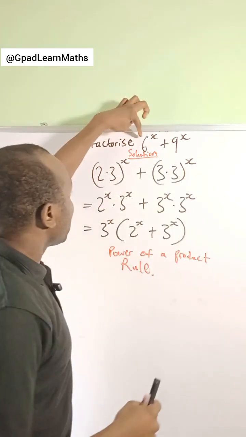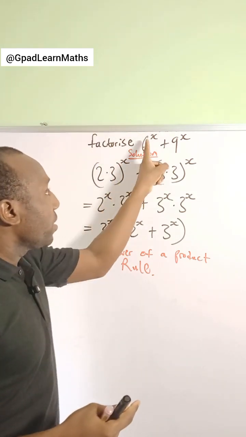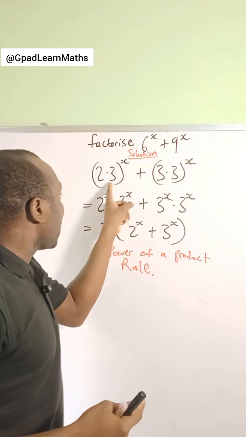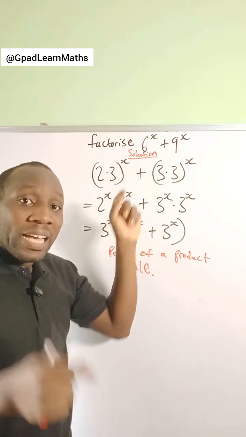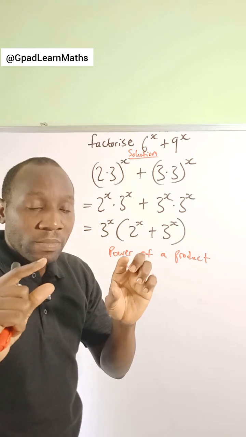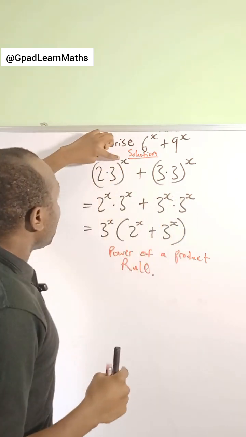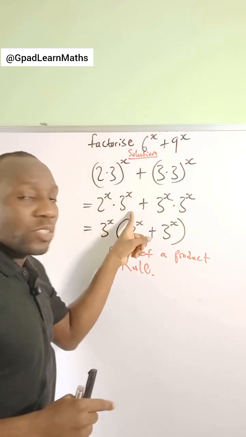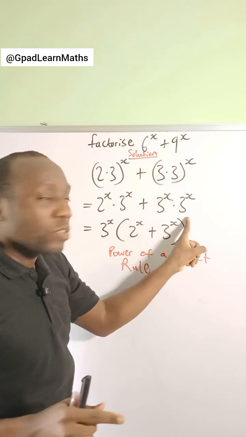For example, 6. 6 can be expressed as what? 2 times 3. This is 6 raised by x. 2 times 3 raised by x. The power, the exponent of x here, can be distributed to the respective factors that will multiply to give you 6. Same thing as this. So this x can be distributed to 2 and to 3. The same thing here. x can be distributed to 3 and to 3.